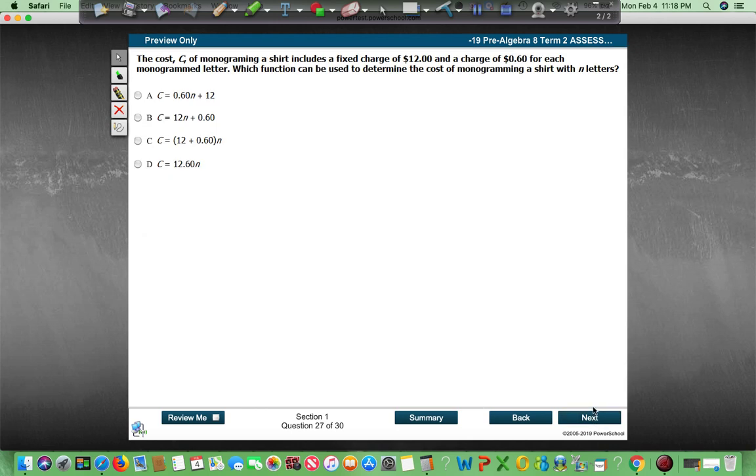Question 27. The cost C of monogramming a shirt includes a fixed charge of $12 and a charge of 60 cents for each monogrammed letter. Which function can be used to determine the cost of monogramming a shirt with N letters?